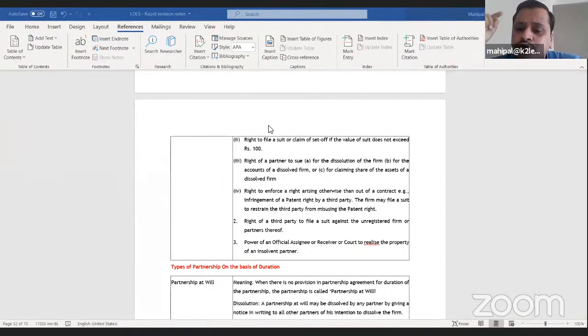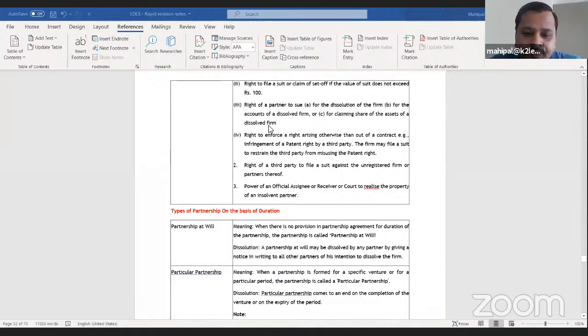Rights of partner to sue for the dissolution of the firm, accounts of the firm, right to enforce against otherwise other than the contract. Right of a third party: a third party can always file a case against the partners, and the official receiver can also file a case against the partnership firm.